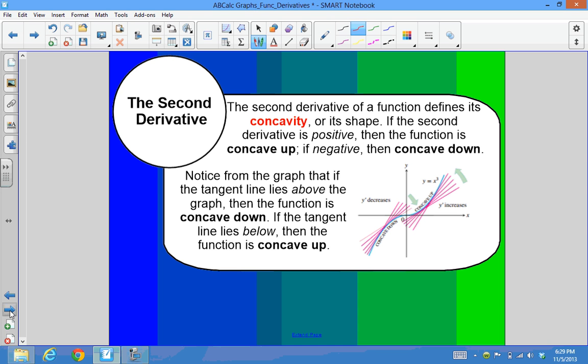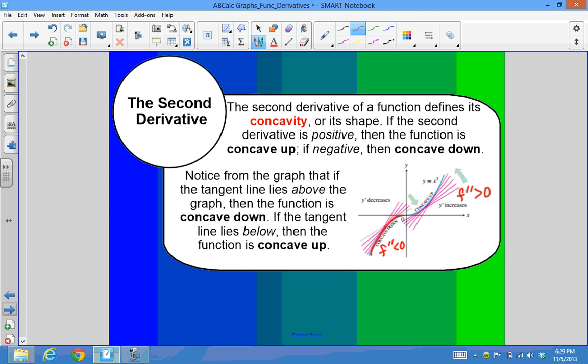Second derivative. The second derivative of a function defines its concavity, or its shape. If the second derivative is positive, the function is concave up. If it's negative, then it's concave down. So right here, my second derivative would be less than 0 because it is concave down in this space. To the right of that, my second derivative would be greater than 0, because it's concave up.